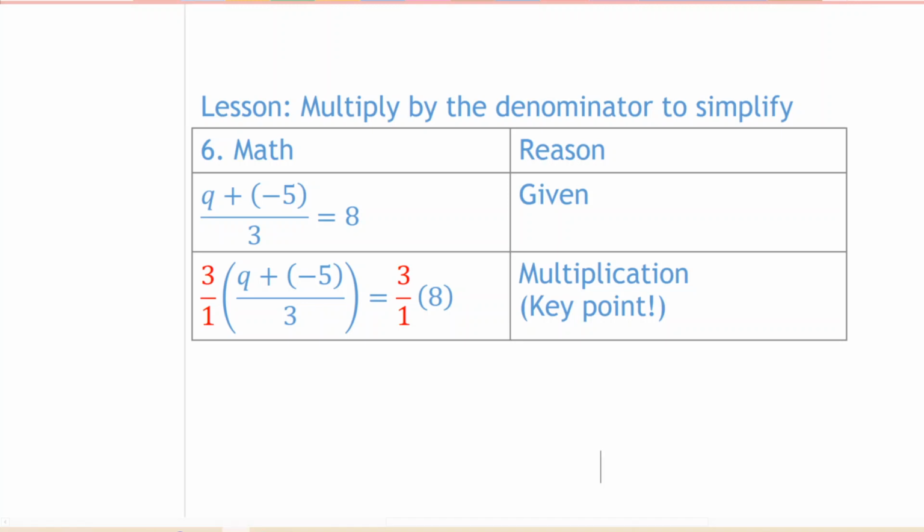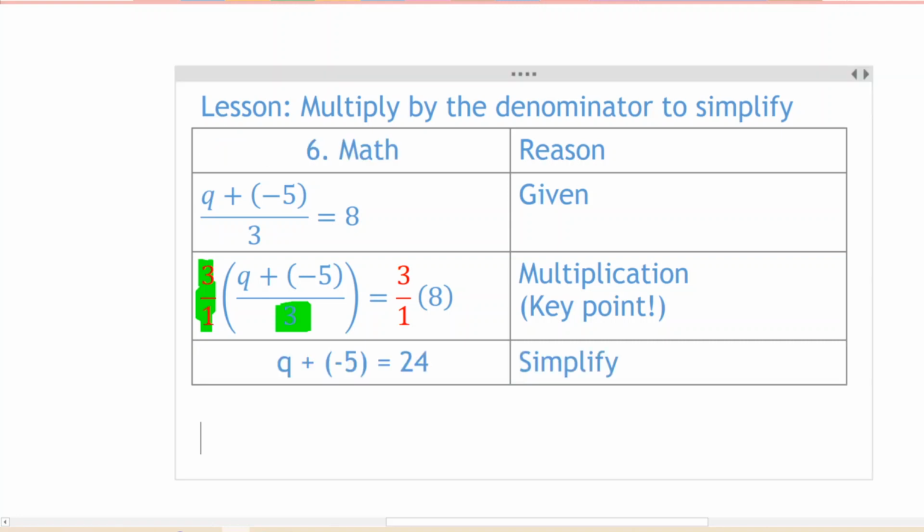Now what that's going to do on the left side is, once I multiply this 3 over 1 really, with this thing with a 3 on the denominator, they're actually going to create a multiplicative inverse. So I'm going to get a 1, and the way that most students would say this is they're going to cancel out. And so what I'm left with on the left side is just q plus -5 equals 24. 24 again is 3 times 8.